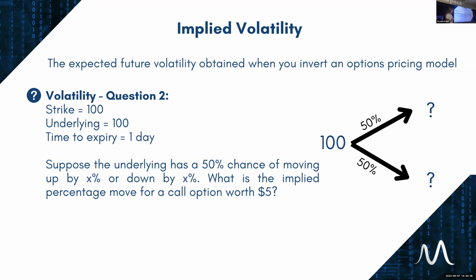Okay. So, for example, here we have an underlying that's at 100, and there's a 50% chance it will either go up or down by X%. And the option is trading at $5. So given that the option price is $5, what would be the up and down movement of the stock implied in this price? It's like working backwards from the last exercise.